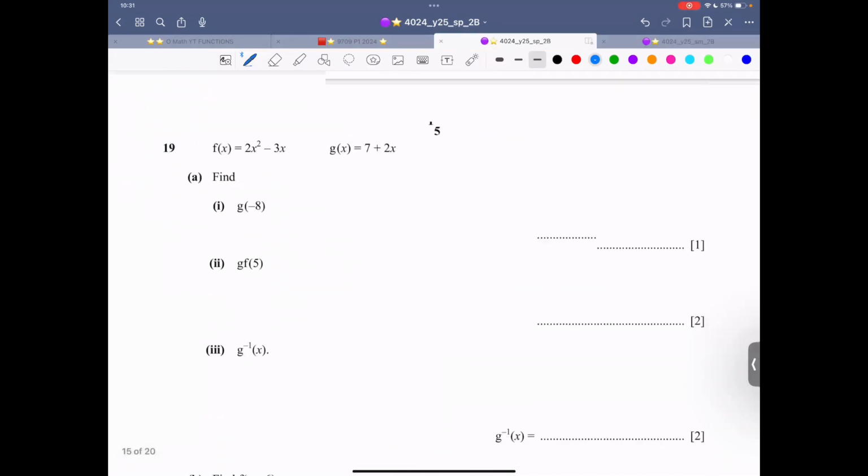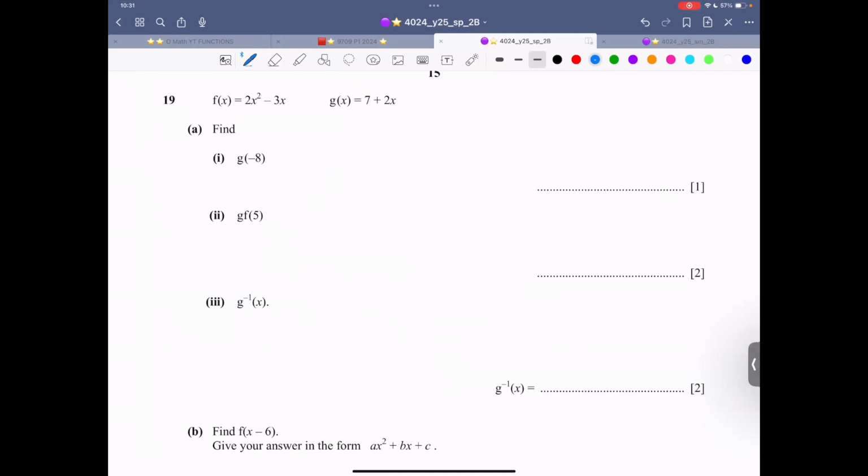Let's move on. Functions. The basic function. f(x) nowadays, since it's part of the new syllabus, they will be asking this a lot. f(x) is this, g(x) is this. g of negative 8 is 7 plus 2 times negative 8. Write all the steps. 7 minus 16. So this comes out to be negative 9.